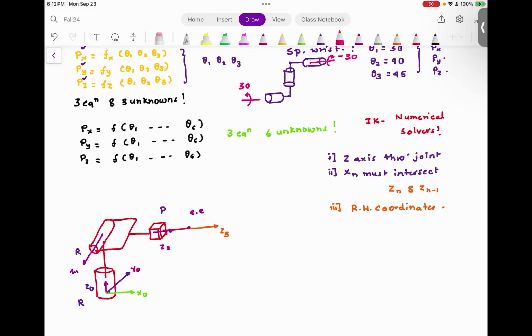Now tell me, where should the X be? Should my X1 be like this, or should my X1 be going up? The way I have drawn, this is going to be my X1. When I have X1, you can see the axes extend infinitely, so my Z0 intersects with X1 and X1 already intersects with Z1. Curl your fingers and you have your Z, you have your X, and this is going to be my Y1.